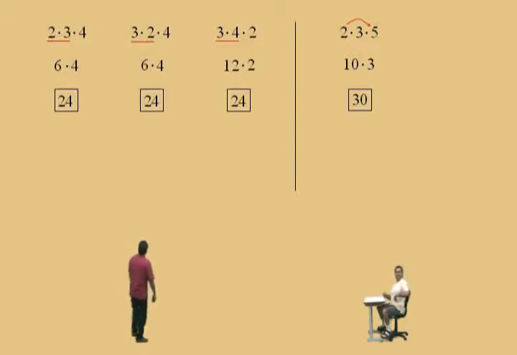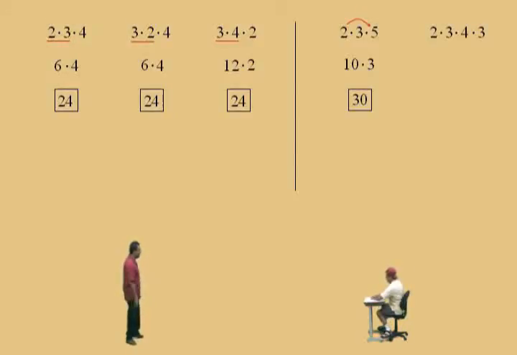Okay. Now, let's step it up a bit. Okay, Charlie, pay attention to that one over there. We have 2 times 3 times 4 times 3. Okay, Charlie, do this problem working left to right. 2 times 3 is 6.